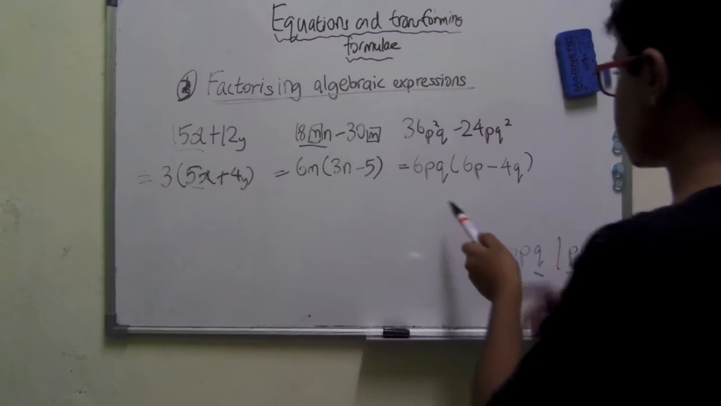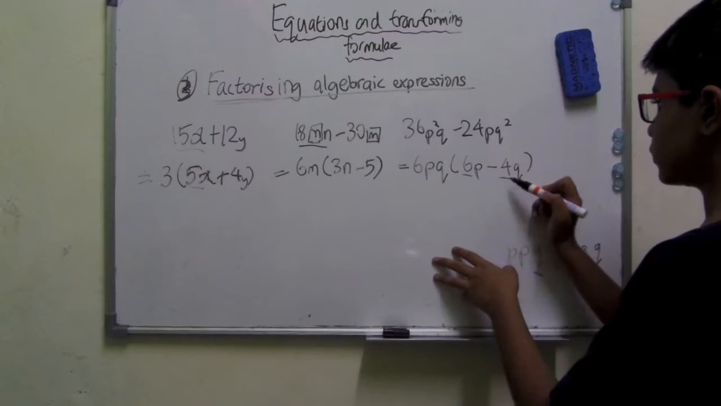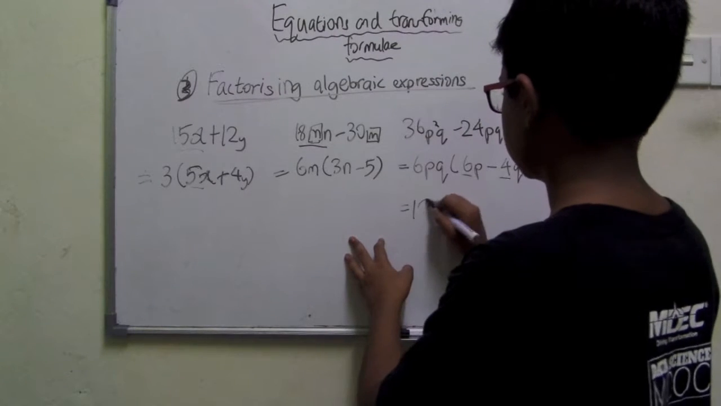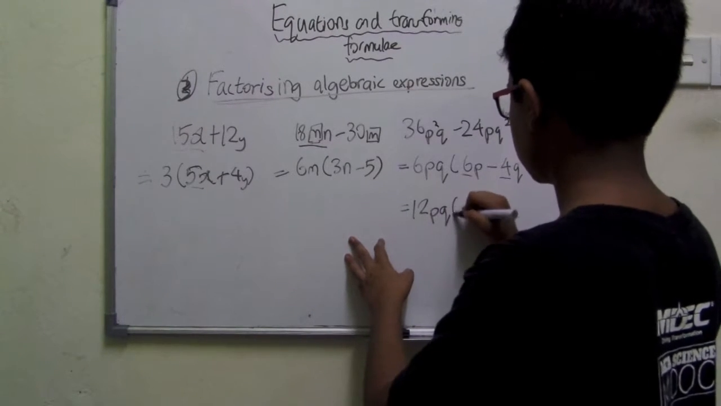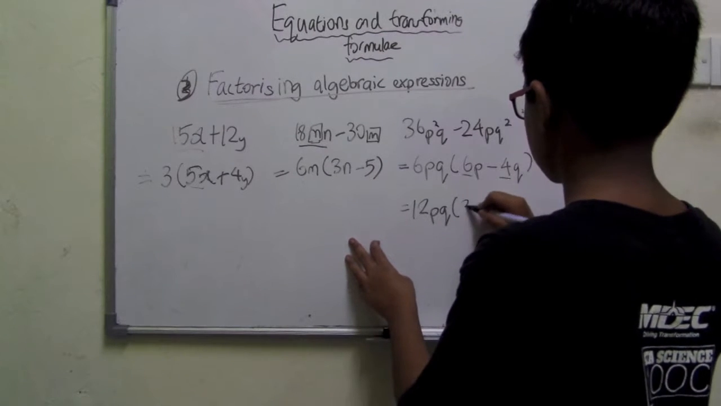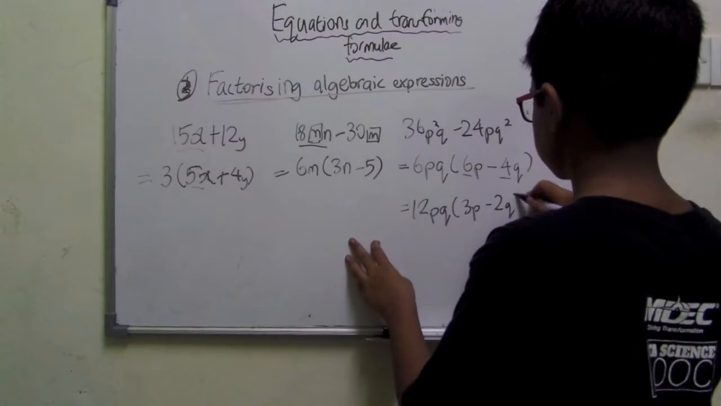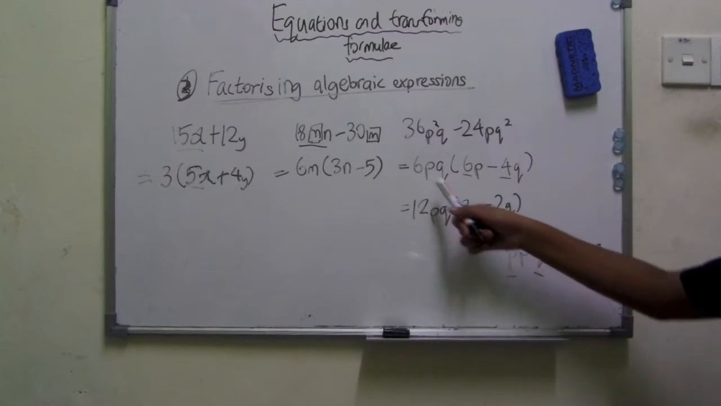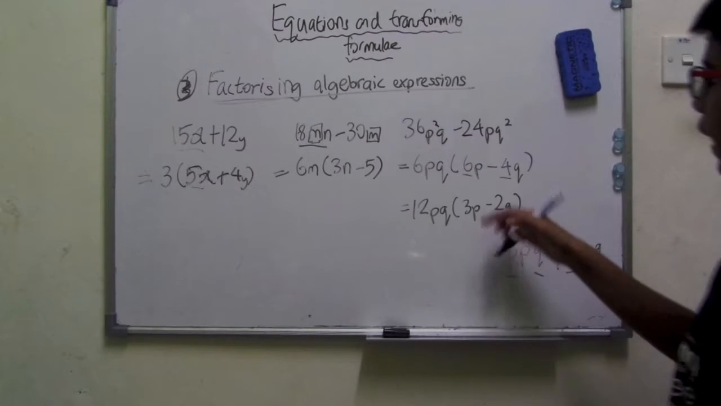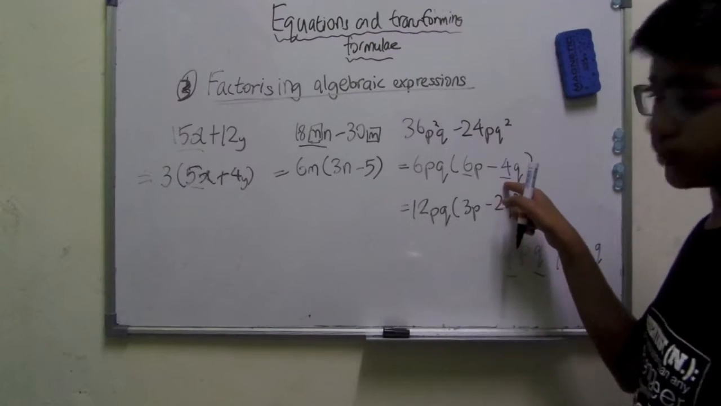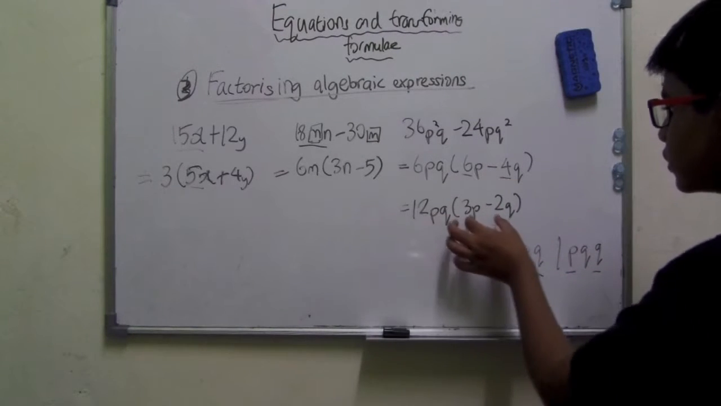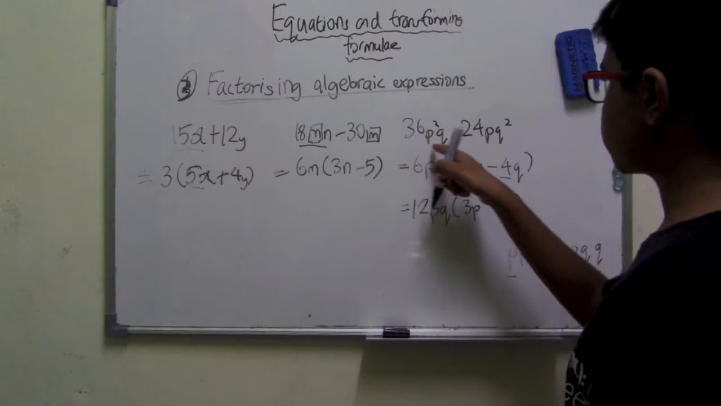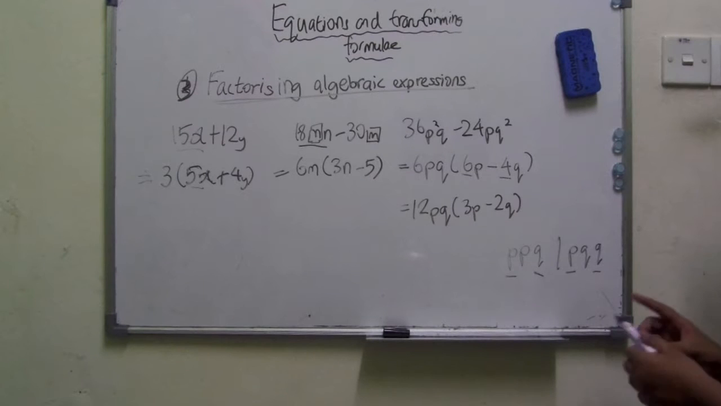But we can simplify this even more. 6 and the 4 still have a highest common factor, and that is 2. So we can take it again. 12PQ, and take out 2 this time. 3P minus 2Q. Here itself we have taken out 12. So I made a mistake by choosing 6, and when there's still something common inside the bracket, you do it again until there's nothing common inside the bracket. So this is the factorized form of 36P square Q minus 24PQ square.